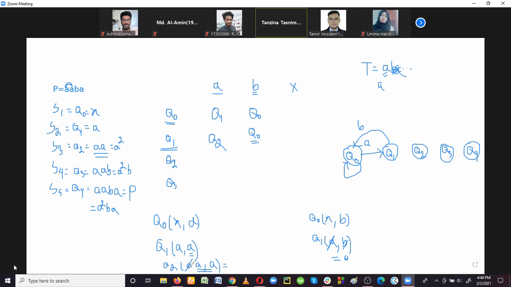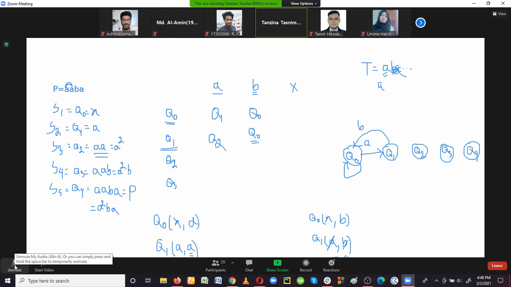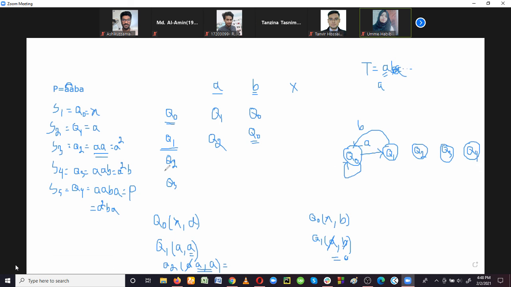What is the value of Q2? AA, right? After receiving character A, now it has total 3 characters and all the characters are A. But we don't have any state with 3A, right? But if we ignore the first character, now we have how many A's? 2 A's, which is the value of state Q2. That means when state Q2 will receive character A, it will not move forward or go backward, it will remain in its own state Q2.